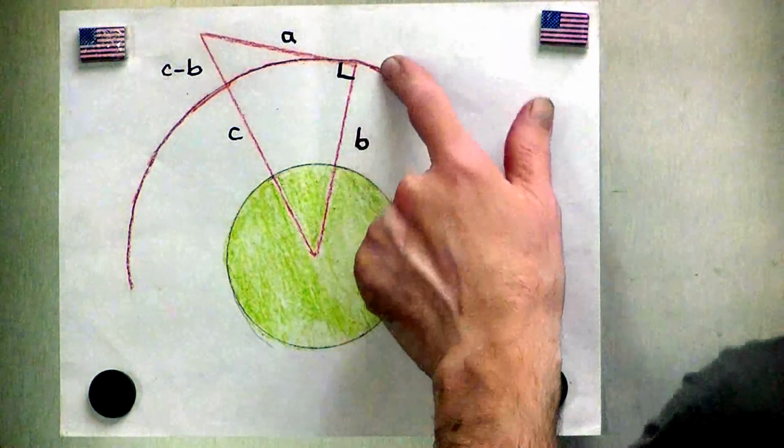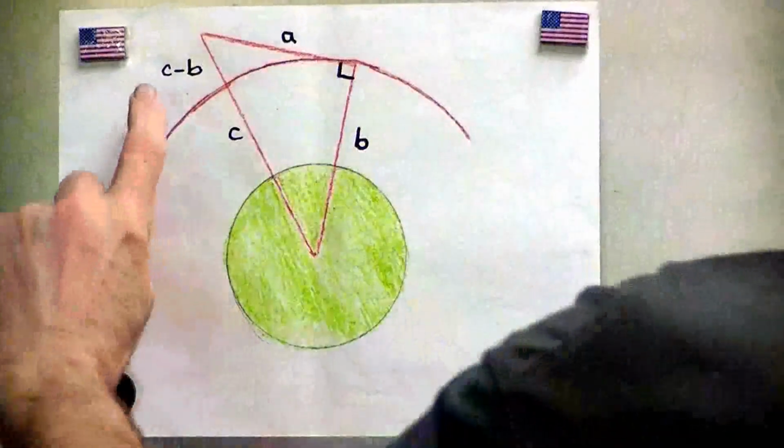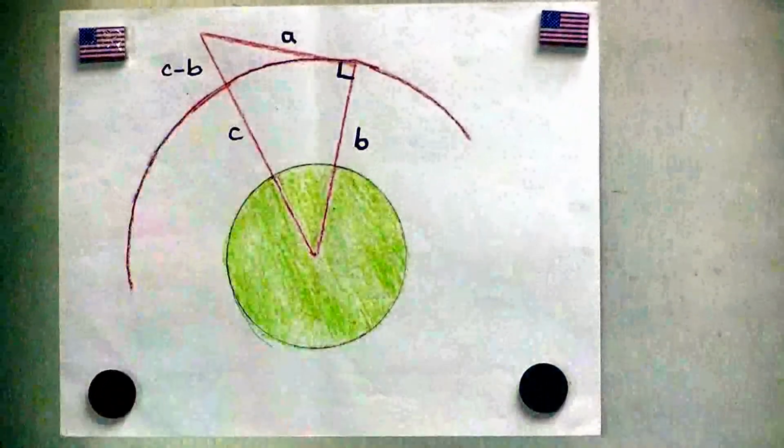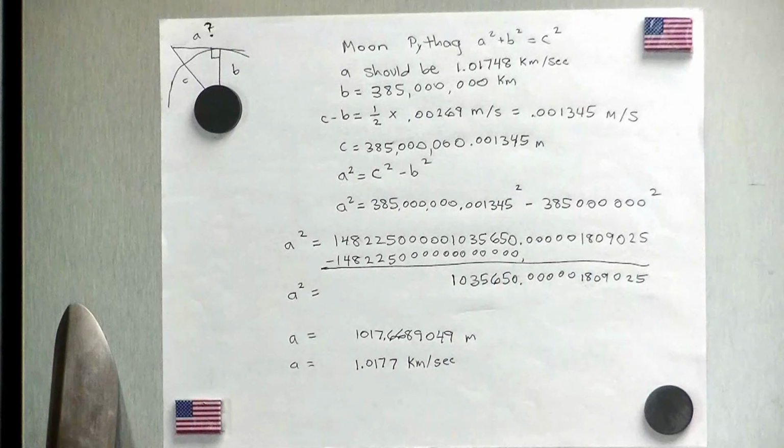The other way to calculate velocity is to use the Pythagorean theorem. B is the radius, A is the velocity, and C minus B is the distance fallen in 1 second. Here are the numbers for a geostationary satellite and the moon.